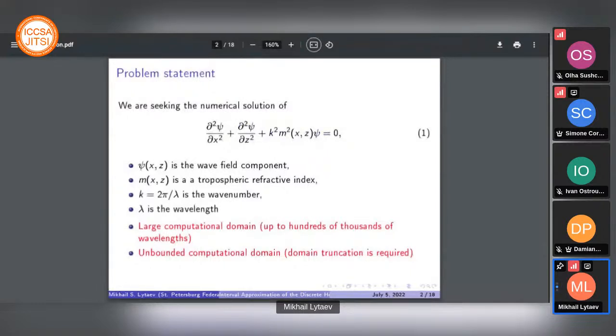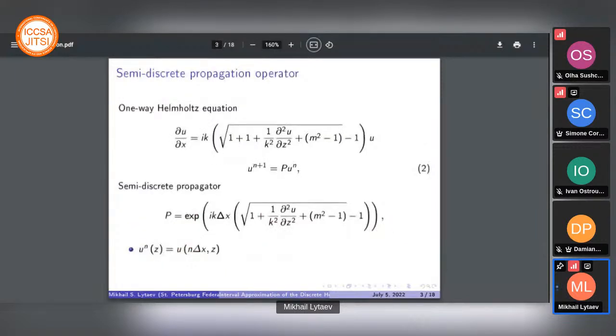We are seeking the solution of the following two-dimensional Helmholtz equation with a tropospheric refractive index. The key feature of the specific problem is a very large and physically unbounded computational domain. Following the well-studied methods, we consider the one-way Helmholtz equation defined as follows. Step-by-step solution can be written using the semi-discrete propagation operator.